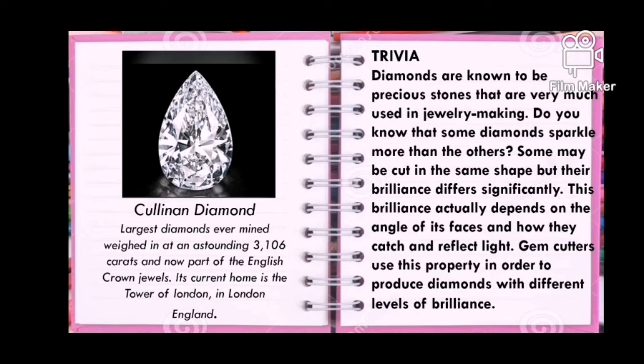The Cullinan diamond is the largest diamond ever mined, weighing at an outstanding 3,106 carats and now part of the English crown jewels. Its current home is the Tower of London in London, England.